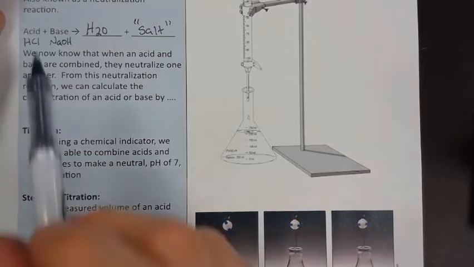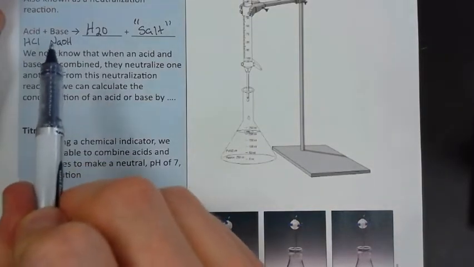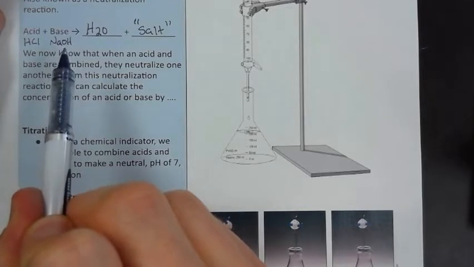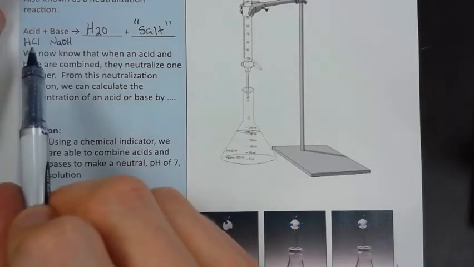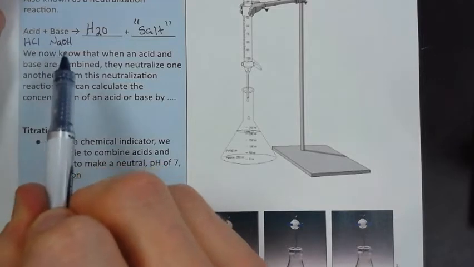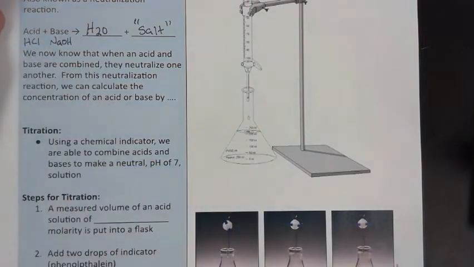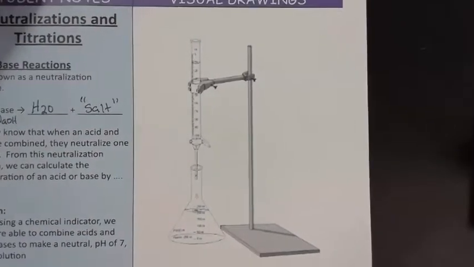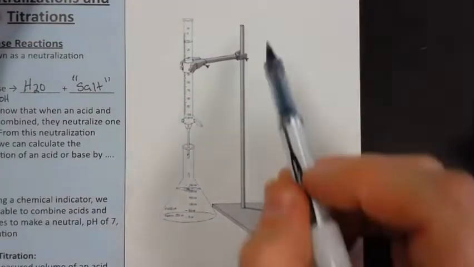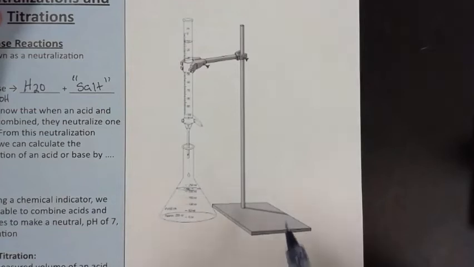So if we don't know something about an acid or a base, we can add in just enough base to neutralize the acid and say how many moles that took, and then use the balanced equation to figure that out. Okay? So this setup is actually pretty similar to what we're going to see when we get ready to do our titration labs here in a bit.